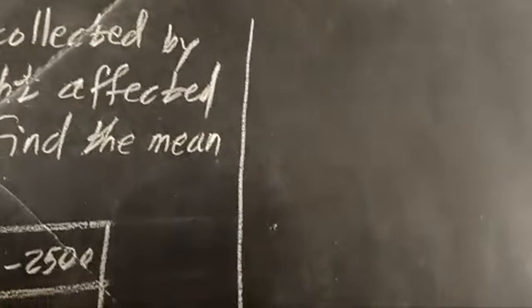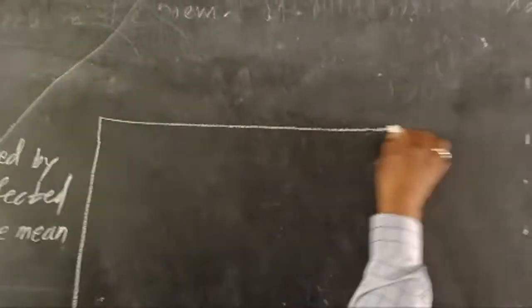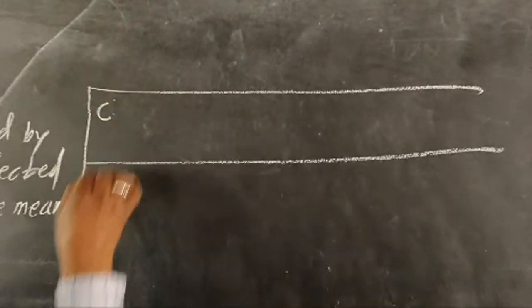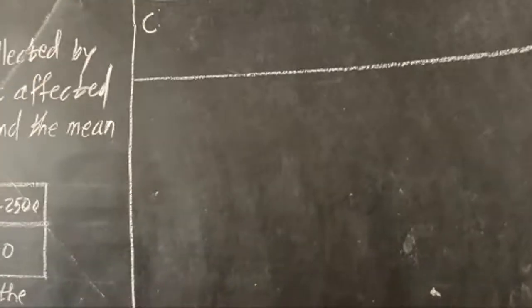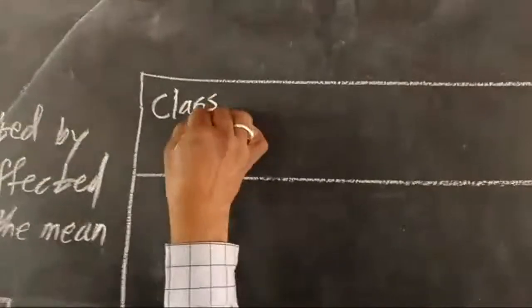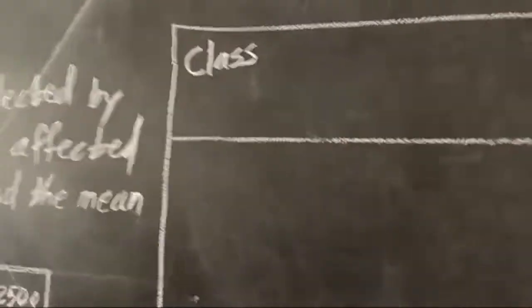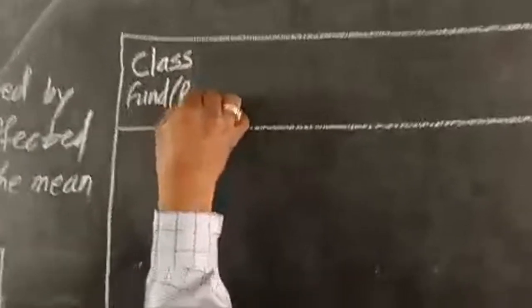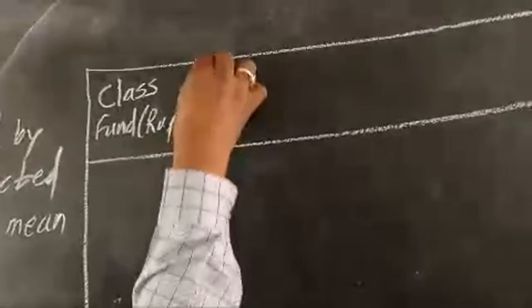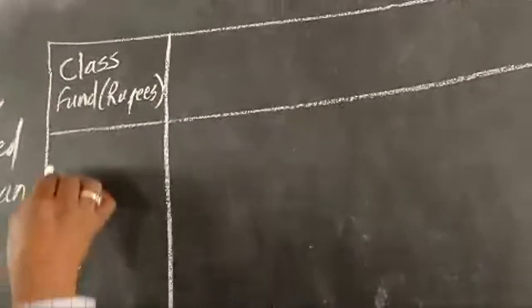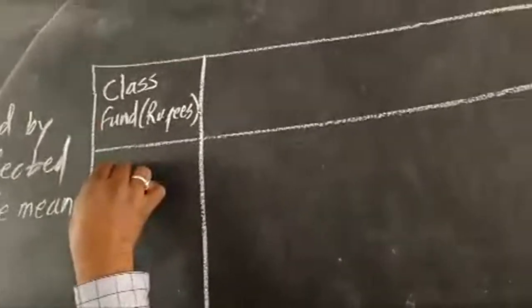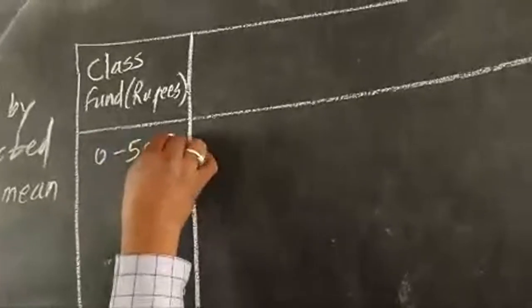Here first is class, that is fund in rupees. Fund in rupees, that is a class. Class starts from 0 to 500.